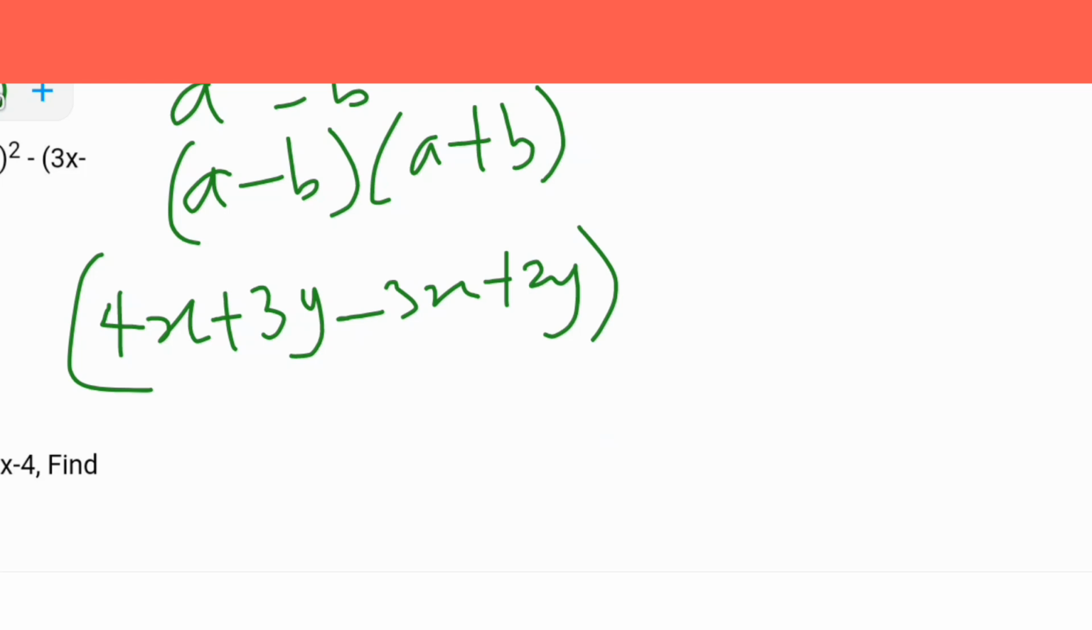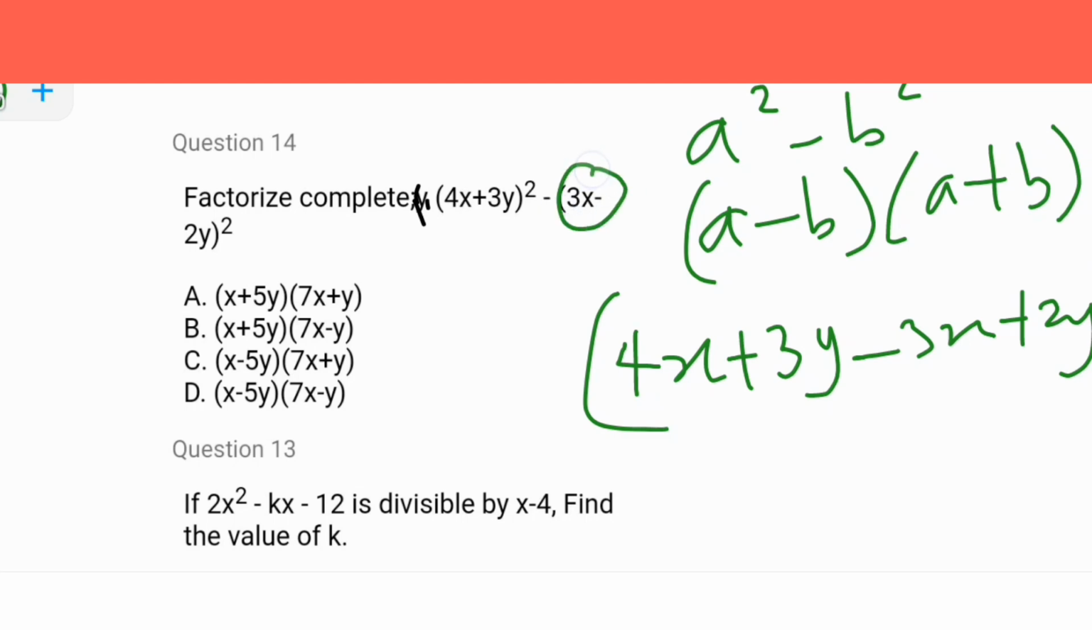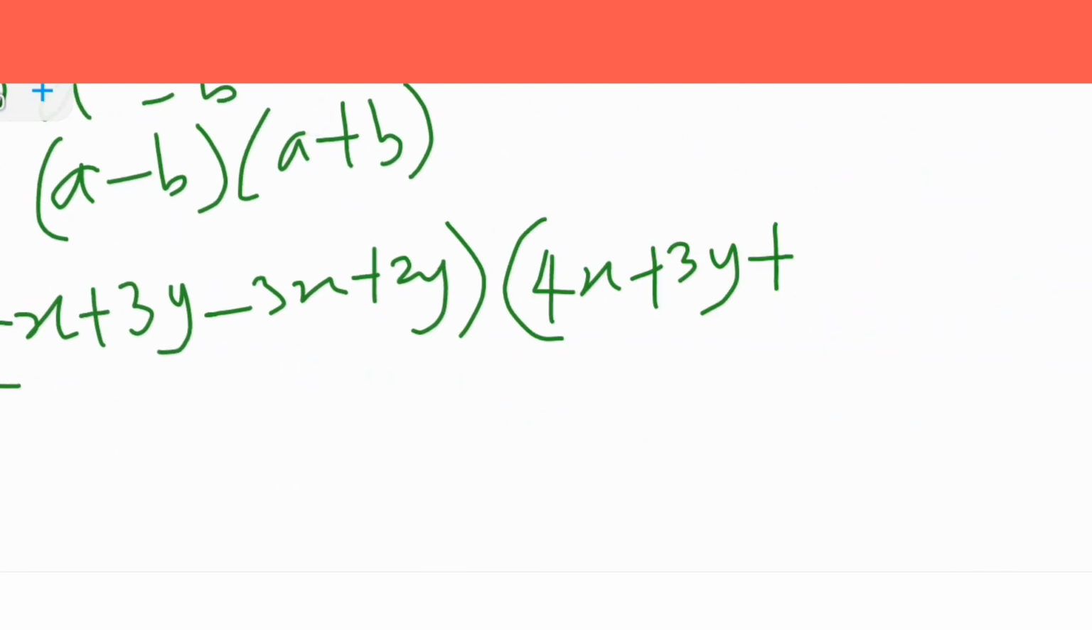So in the next case, you need to add them now. So the first one is still 4x plus 3y. So we are adding them now. So plus, then you pick the second one. The second one is 3x minus 2y. So that will give you plus 3x minus 2y.